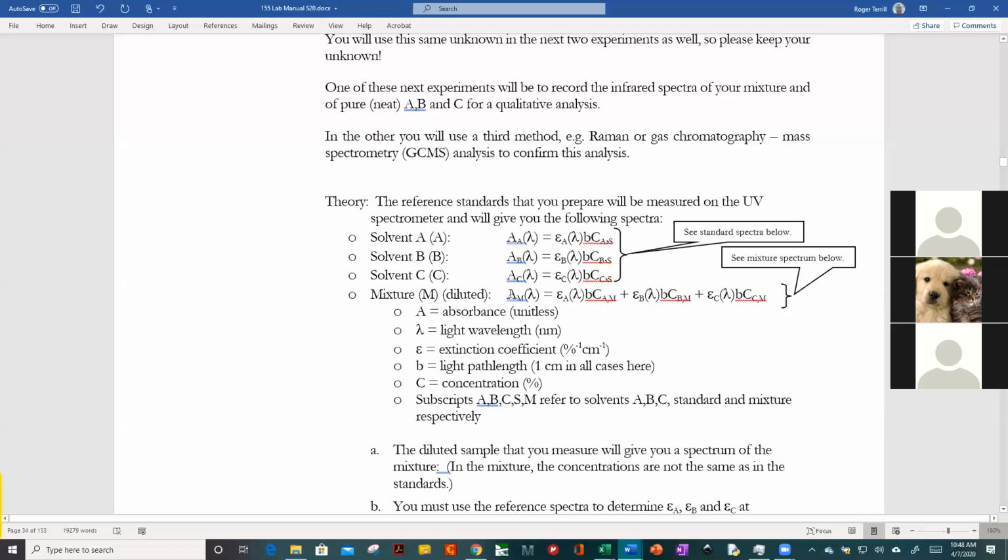So the absorbance of the mixture at any wavelength is equal to epsilon of its component times the concentration of its component. Okay, so there's really no trick here.